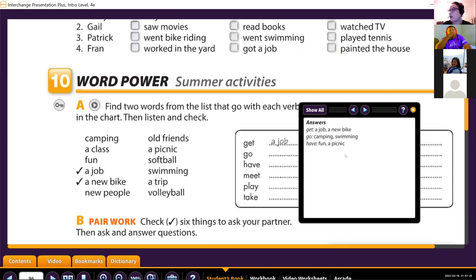Now let's see the ones that go along with meet. Old friends. And the other one? New people. Okay, let me see. Yes, that is correct. Meet new people and meet old friends. Now play. Softball. Play softball, play volleyball. Okay, that is correct. Play softball and play volleyball. And the last one, take. Take a class. And the other one? A trip. Take a class and take a trip.